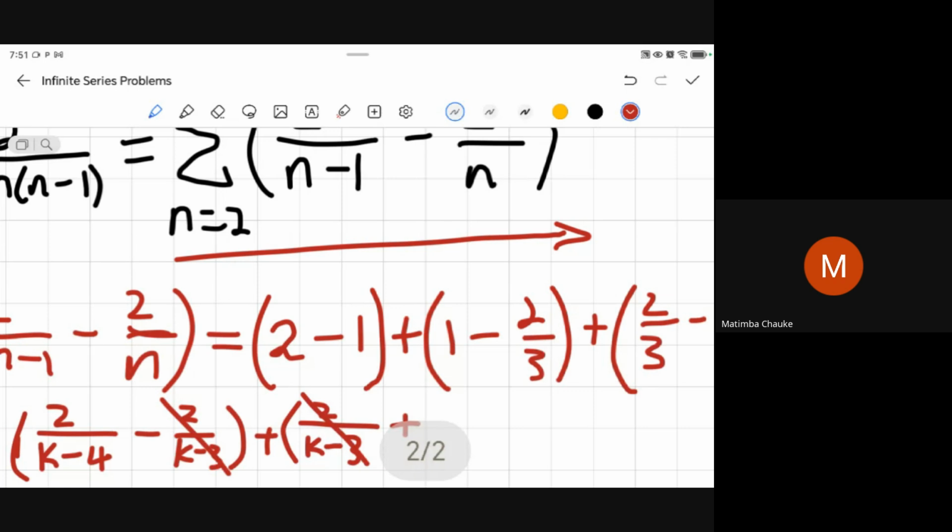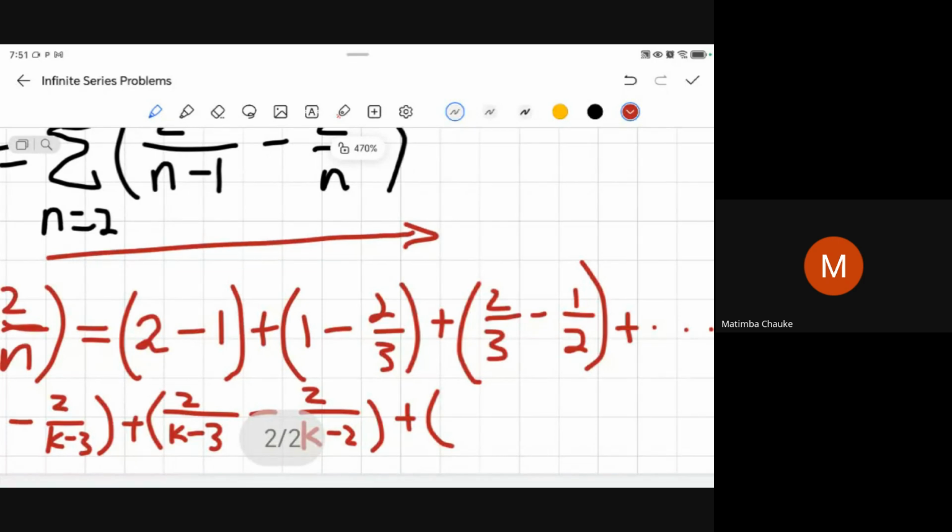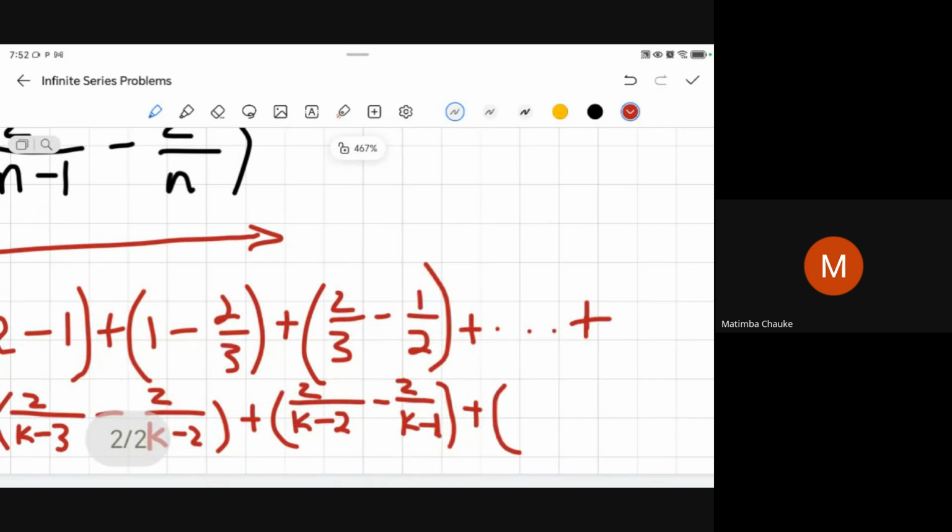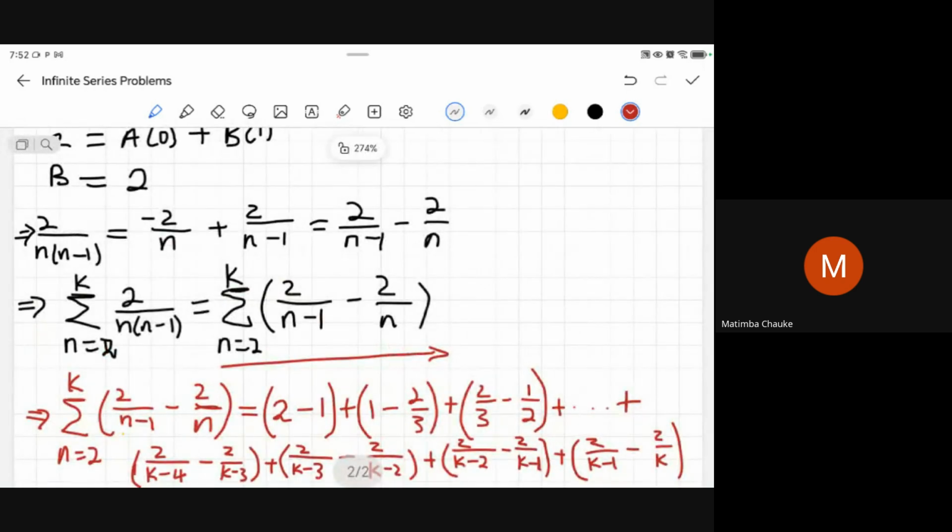Plus, I wanted to see if these are going to cancel. So I'll show you again how we check that. And this is minus 2 over k minus 2 plus, then now we go back to k minus 1, and this will be 2 over k minus 2 minus 2 over k minus 1, and then we come back to k. And this would be 2 over k minus 1 minus 2 over k. Yeah. So let's check this.